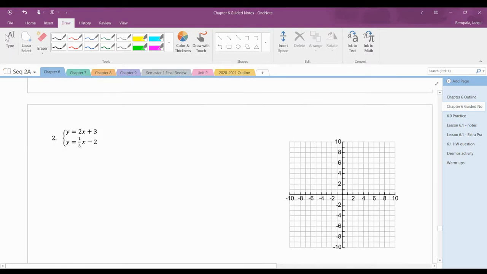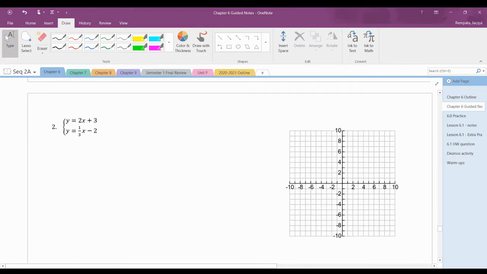Okay. If we take a look at the next example, I have y equals 2x plus 3, and I have y equals 1/3 x minus 2. Notice that in this, it says y equals on the top, and it says y equals on the bottom. So what's the best method? Well, it would be graphing.